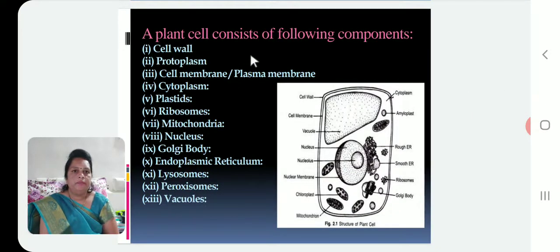The plant cell consists of the following components: cell wall, protoplasm, cell membrane and cytoplasm. And in the cytoplasm there is the presence of plastids, ribosomes, mitochondria, nucleus, Golgi body, endoplasmic reticulum, lysosomes, peroxisomes and vacuoles. So these are the cell organelles present in the cytoplasm. So we will see one by one all the components.